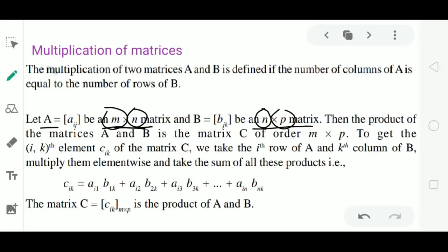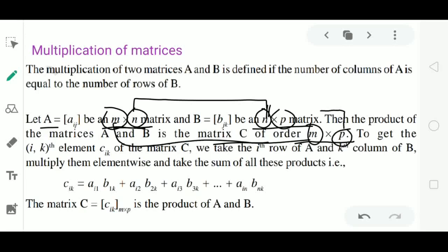Now observe here, the number of columns of A is equal to the number of rows of B. That is, these two matrices are satisfying the condition for multiplication of matrices. Therefore, we can multiply these two matrices A and B. Now, the product of these two matrices is again a matrix which will be of order M by P. What is M? M is the number of rows of A. What is P? P is the number of columns of B.